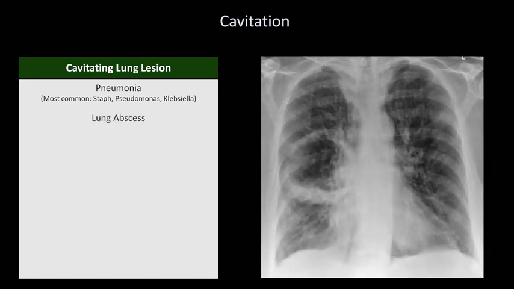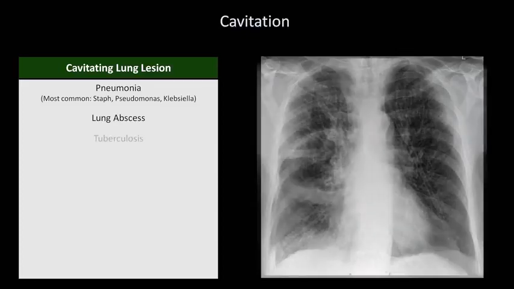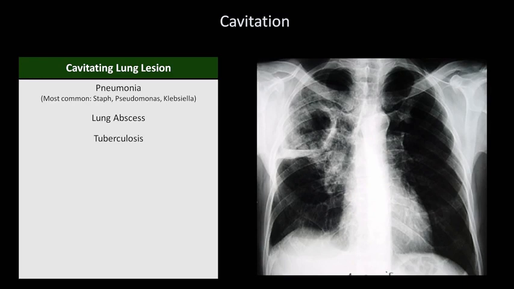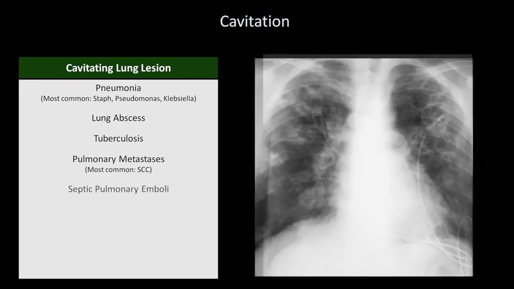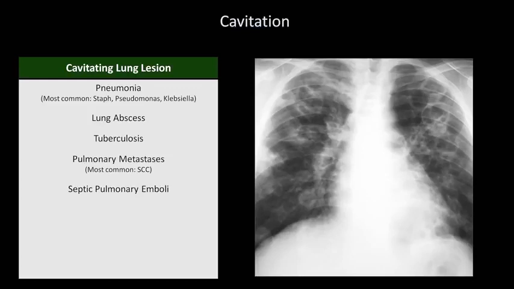Lung abscess, which is sort of a special and extreme case of cavitary pneumonia. Tuberculosis, one of the most common causes of lung cavitation worldwide. Pulmonary metastases, of which squamous cell carcinoma is the most common to do this. Here is an X-ray of an IV drug abuser with HIV who had septic pulmonary emboli, presumably from right-sided endocarditis.